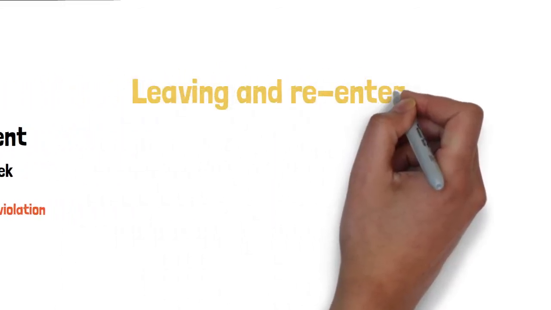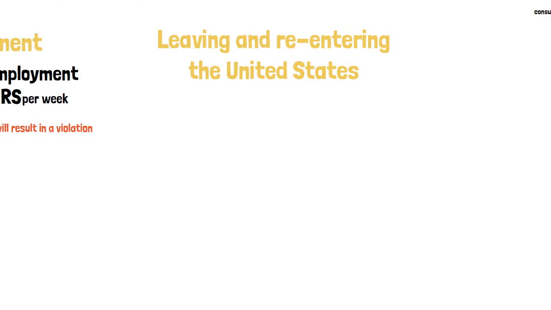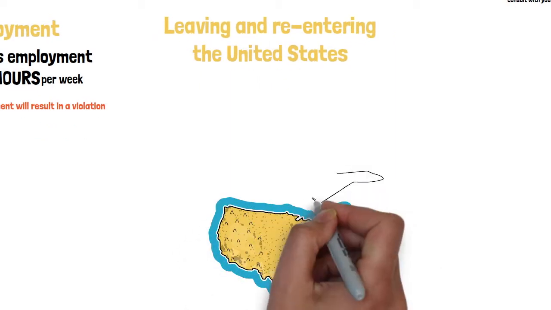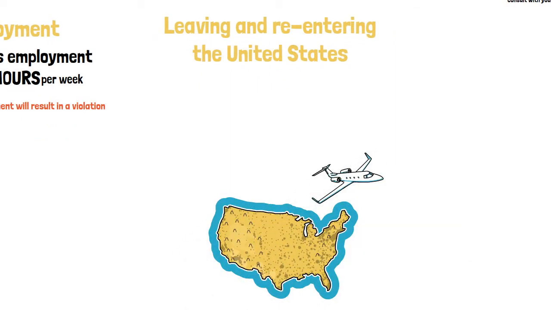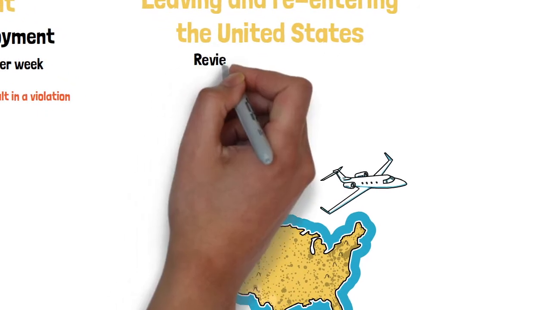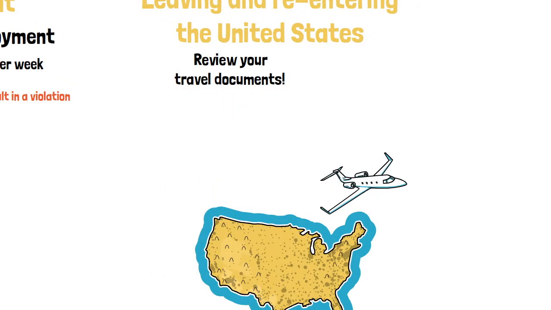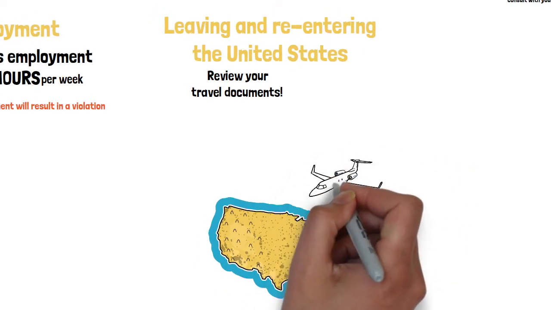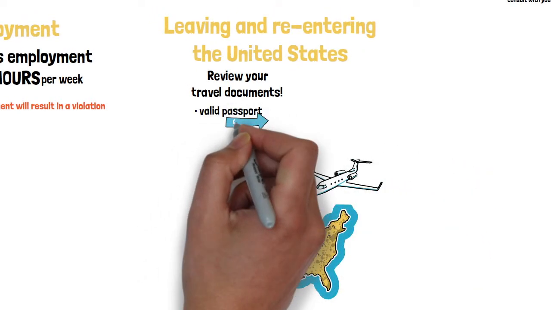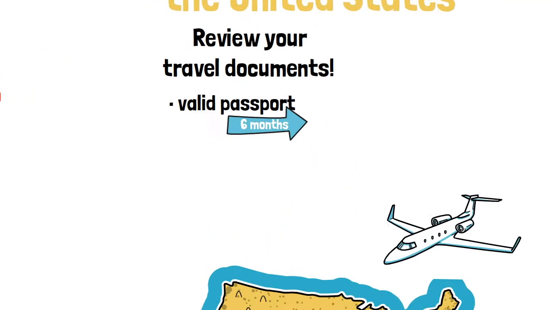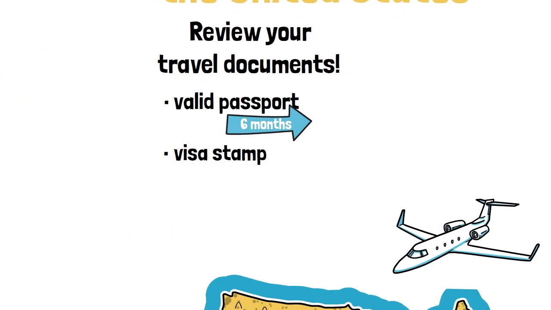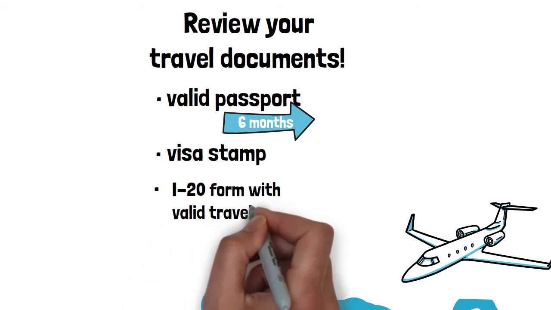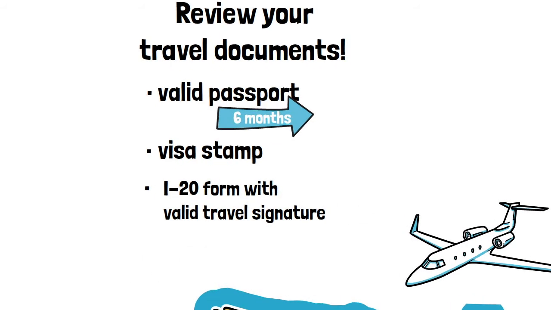Leaving and re-entering the United States. If you plan to leave the United States and then return back under the same academic program, it is recommended that you review your travel documents prior to departure. In order to re-enter the United States, you will need a valid passport at least 6 months into the future, a visa stamp, and an I-20 form with a valid travel signature from your international office.